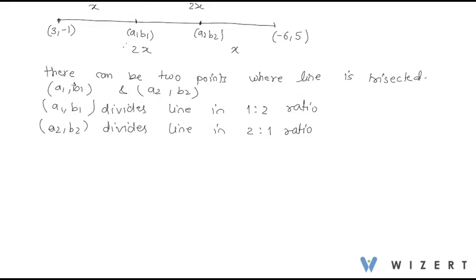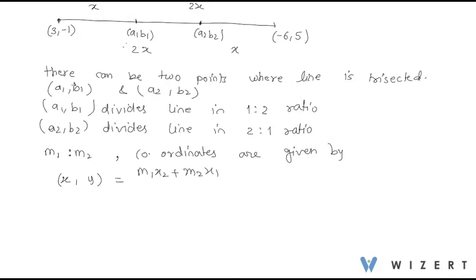use the formula for ratio. So when a point is dividing a line in m1:m2, the coordinates are given by (x, y) equal to (m1 x2 plus m2 x1) divided by (m1 plus m2), comma, (m1 y2 plus m2 y1) divided by (m1 plus m2).